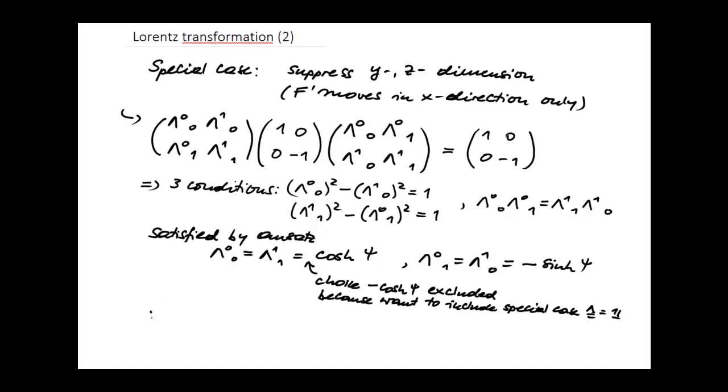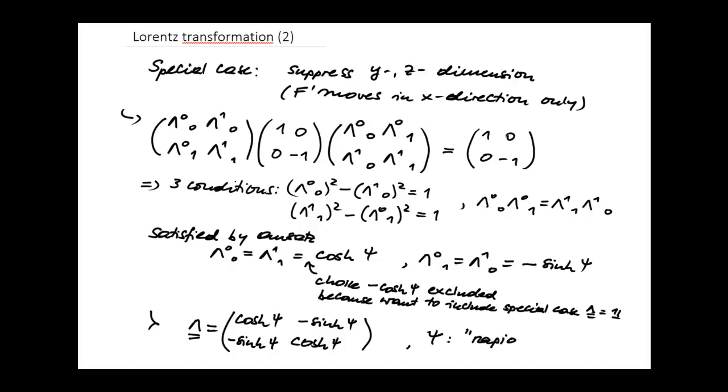So, in other words, in this special case where we suppress two of the three spatial dimensions, a general Lorentz transformation has the form hyperbolic cosine of psi, minus hyperbolic sine of psi, minus hyperbolic sine of psi, hyperbolic cosine of psi, where the parameter psi is called rapidity.